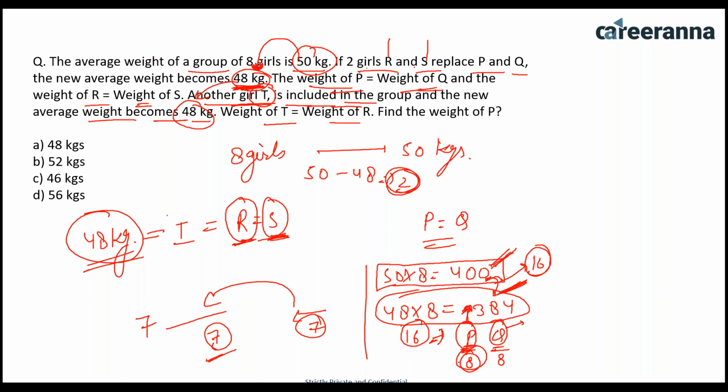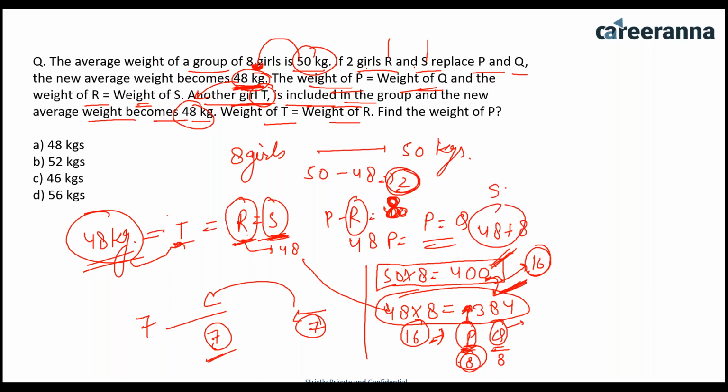Now try to understand one thing, that 48 kg is the weight of T, and it is the average of the group as well, and 48 kg is the weight of R. Now if I subtract P minus R, it is, sorry, it is 8. And I know the value of R, it is 48. So P will be 48 plus 8. It is 56. Answer for this question is option D.